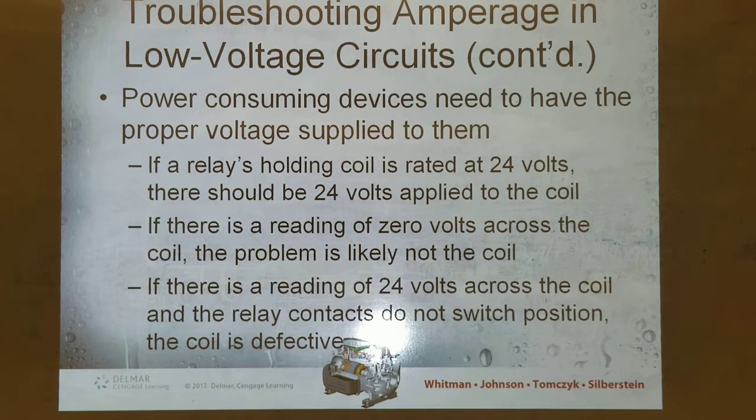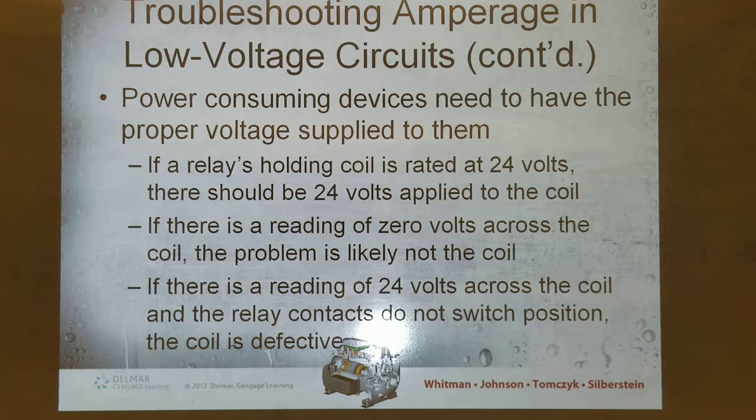Troubleshooting amperage in low voltage circuits continues. Power consuming devices need to have the proper voltage supplied to them. The relay's holding coil is rated at 24 volts, there should be 24 volts applied to the coil. If there is a reading of 0 volts across the coil, the problem is likely not the coil. If there is a reading of 24 volts across the coil and the relay contacts do not switch position, the coil is defective.